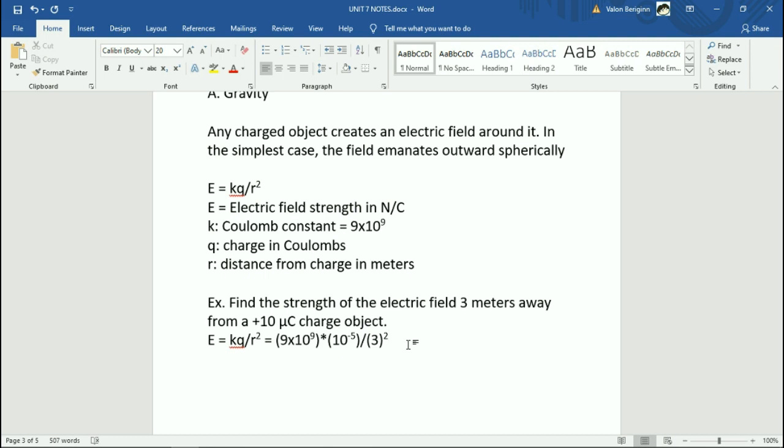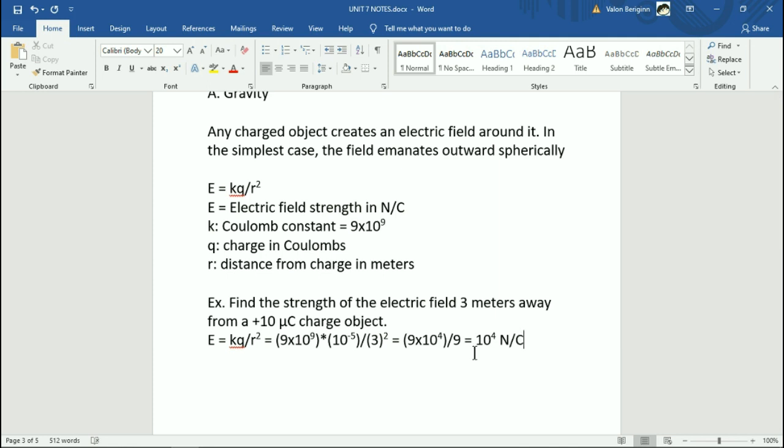So this ends up being, let's see. You're just multiplying these exponents together. So we have 9 times 10 to the 9 times 10 to the negative 5. So this is going to be 10 to the 4. And then we have 9 times 10 to the 4. However, that's just divided by 3 squared, which is 9. So this ends up actually just being 10 to the 4. And the unit is newtons per coulomb.